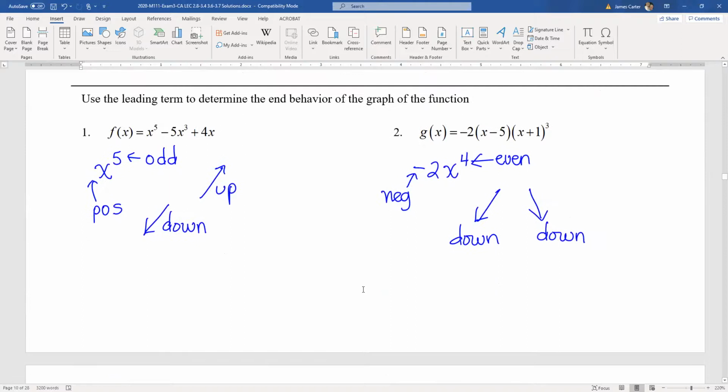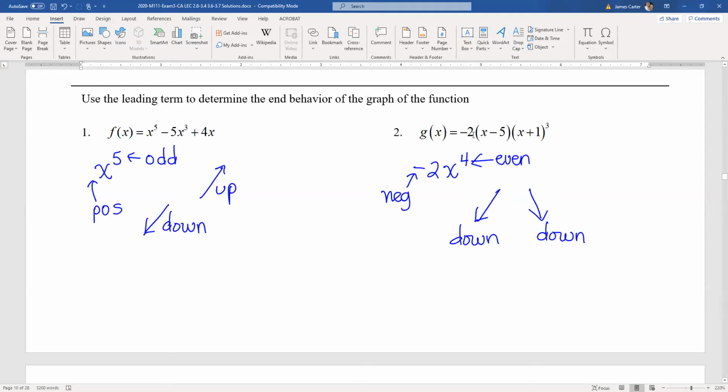Okay, given that information, we look at this equation. A is positive, and it's an odd power. Because it's an odd power, then it's going to go from low to high.